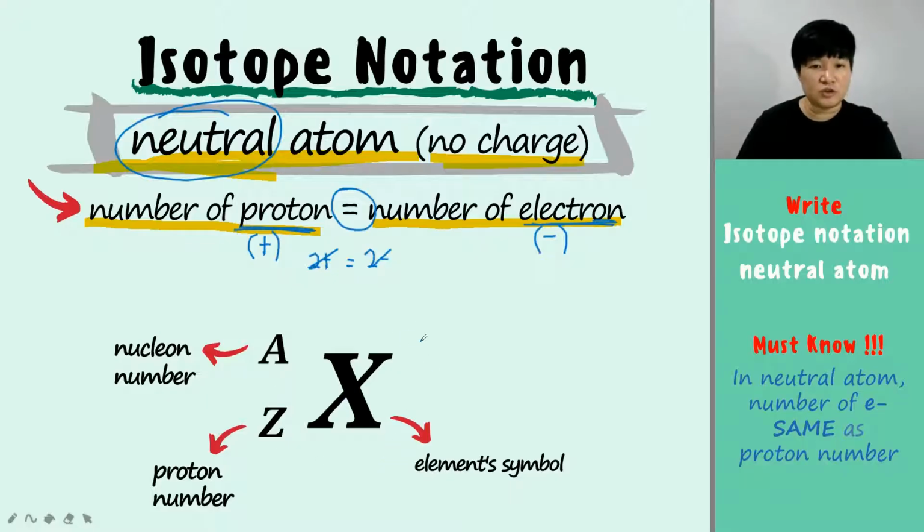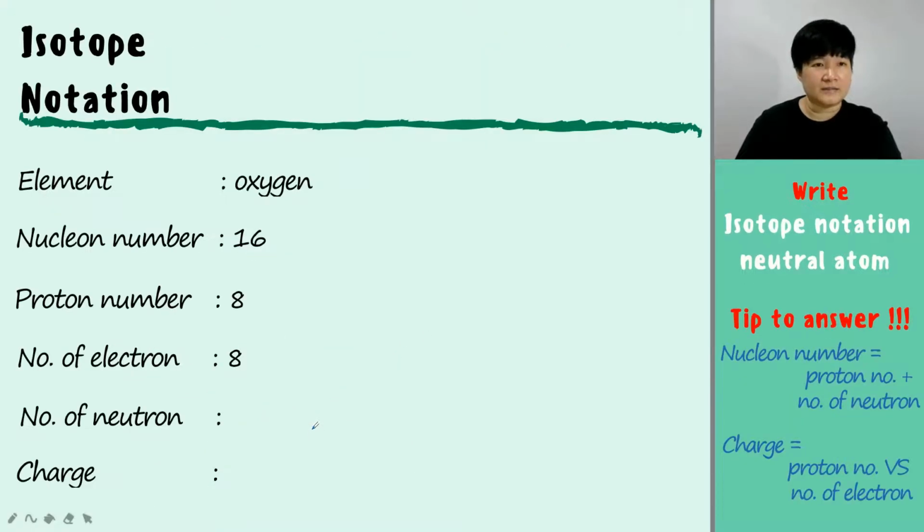Without the charge, do not put 0. Okay? Let's try an example. In this example, we are going to learn how to write the isotope notation. By looking at the element, you need a few pieces of information over here. This is all the information that you need to know before you write the isotope notation.